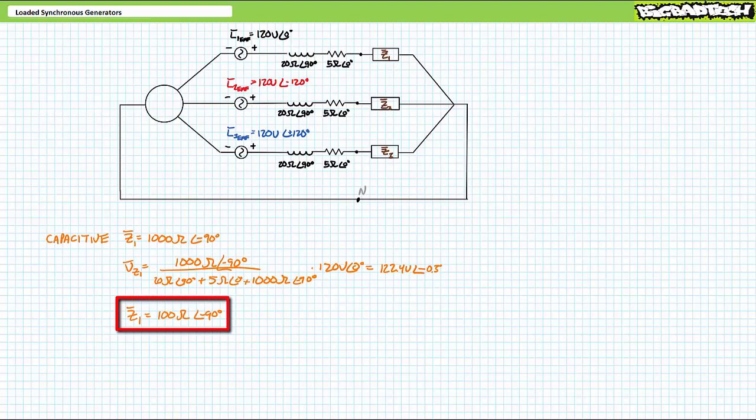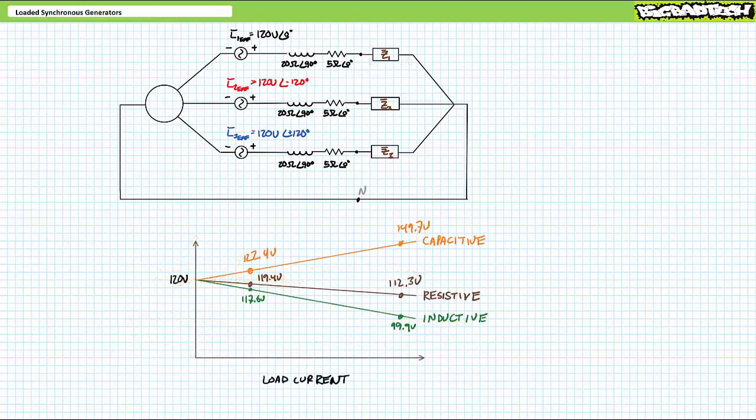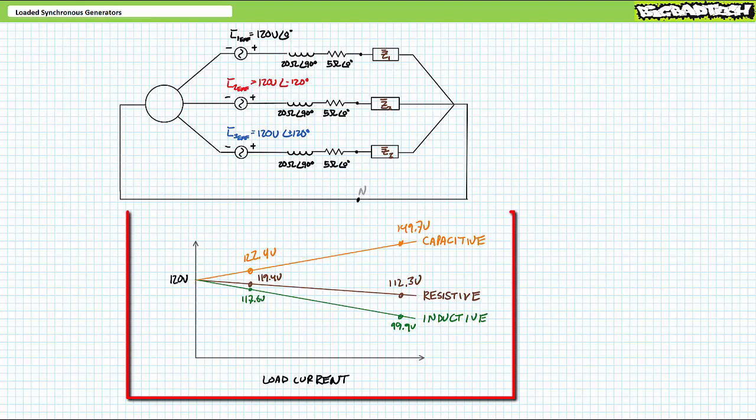Let's see what happens when we decrease the magnitude of the capacitive electrical load to 100 ohms at an angle of negative 90 degrees. Another application of the AC voltage divider rule demonstrates the purely capacitive electrical load now experiences a further increased output voltage of 149.7 volts at an angle of negative 3.6 degrees. These calculations demonstrate a phenomenon observable in real life, that phenomenon being capacitive loads experience increased output voltage. A graph of output voltage as a function of load current for capacitive loads might look something like this.